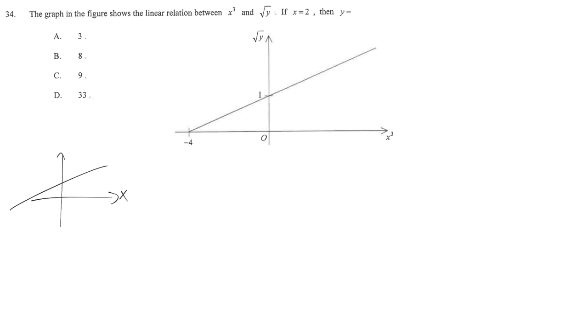with x-axis and y-axis. After that, we replace this y-axis by square root y, and also we replace x-axis by x power 3 here. If you have a graph like this, x-intercept is -4, y-intercept is 1. Obviously, when x goes by 4, then y will increase by 1. So we say that the slope is 1/4.